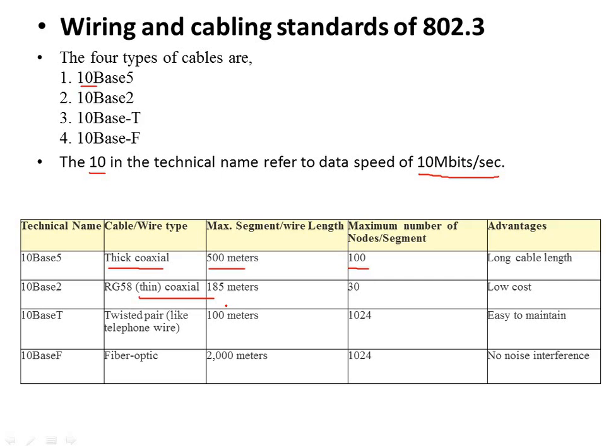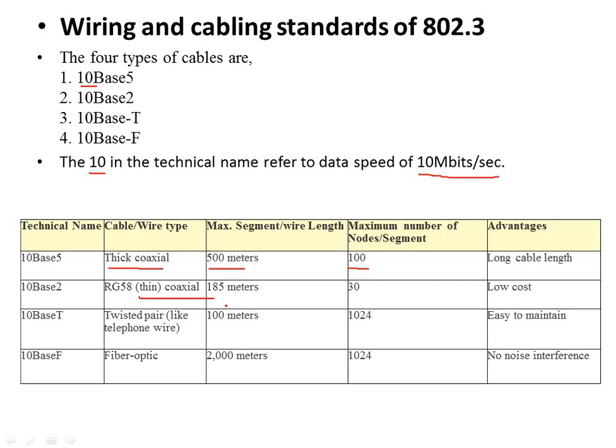The next technical name of cabling is 10 base T, where you will be utilizing a twisted pair, just like a telephone wire. If you have seen the telephone wire, it is a twisted pair. The maximum length is 100 meters, but the number of nodes that you can connect is the maximum, that is 1024. The advantage is that it is easy to maintain, because a twisted pair you can connect to the sockets, and those sockets will be directly connected to your nodes, so the maintenance becomes easy.